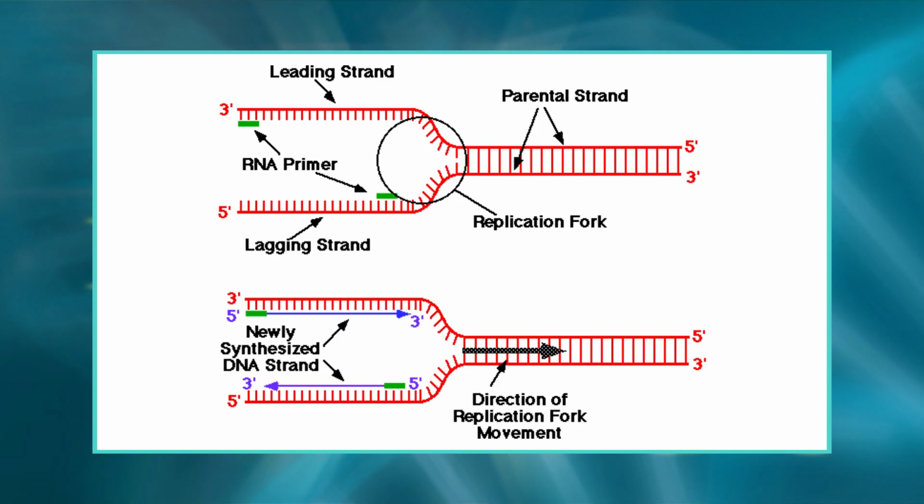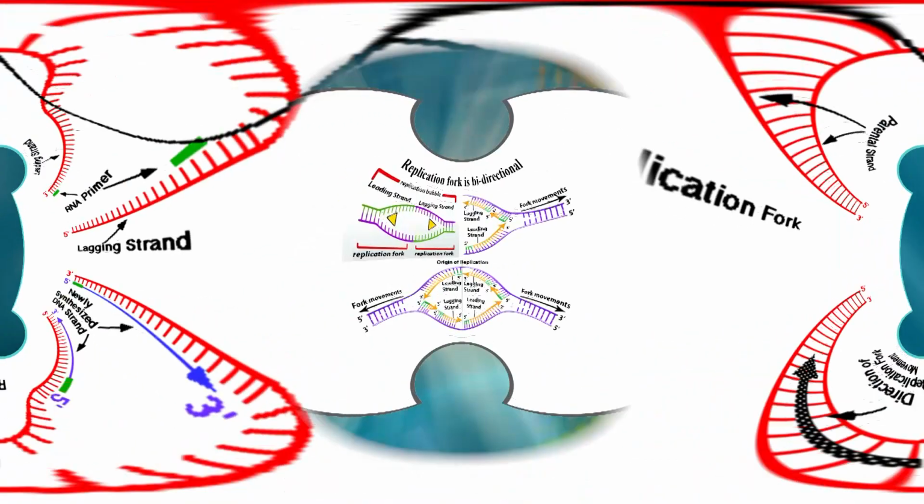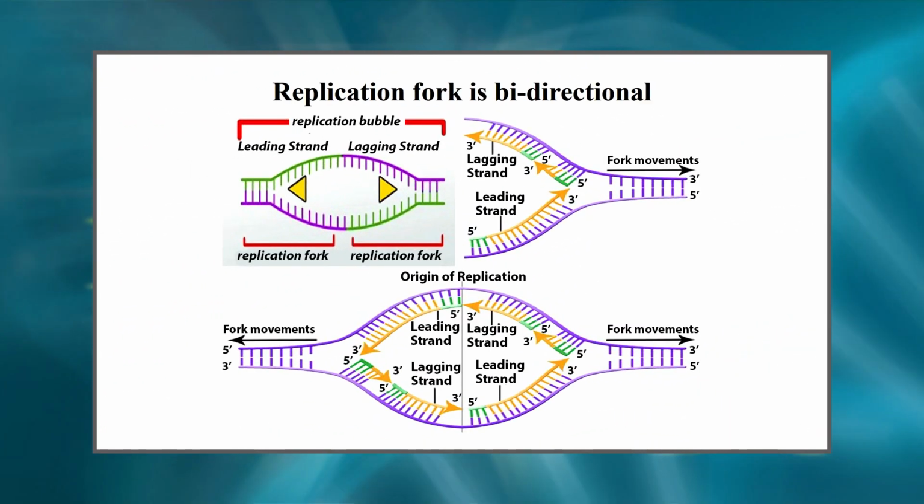The replication fork moves in the direction of the new strand synthesis. The DNA strands are synthesized in two orientations, that is 3' to 5' direction, which is the leading strand, and 5' to 3' orientation, which is the lagging strand. The two sides of the new DNA strands, leading and lagging strands, are replicated in two opposite directions from the replication fork. Therefore, the replication fork is bidirectional.